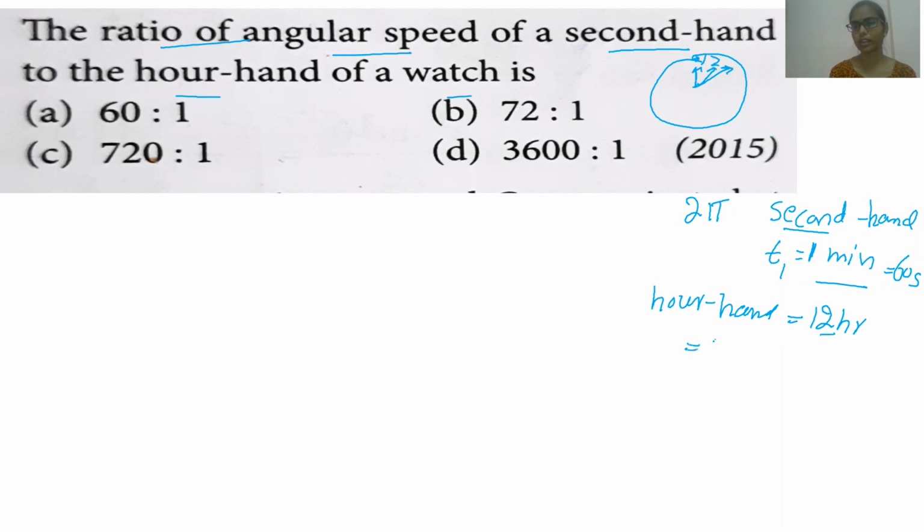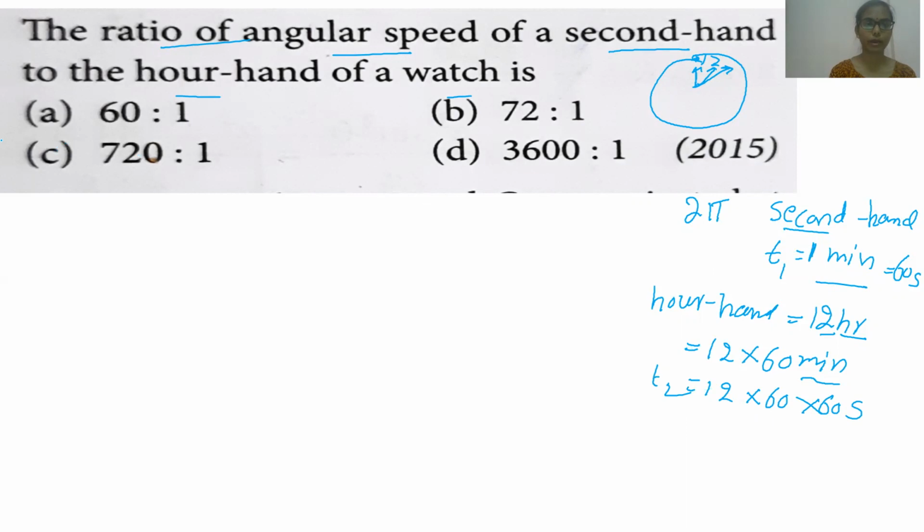So 12 hours, how can we write it? 12 into 1 hour, how many minutes? 60 minutes. Again, 1 minute we need to convert to seconds, right? So 12 into 60 into 60 seconds, right children? So this is the time taken by the hour hand to complete one circle. Let us take T2 as the time taken for the second hand and the hour hand to complete one circle.